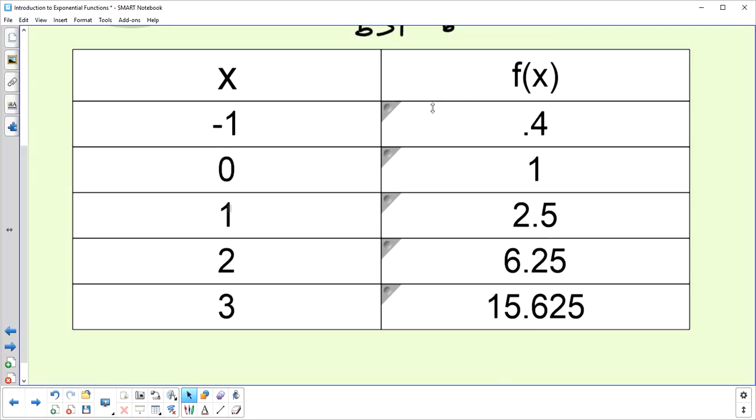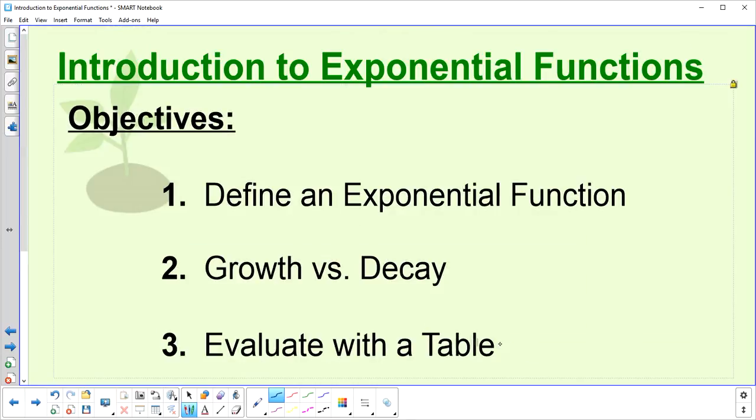So we could then, next video we'll talk about this, take these as coordinates and plot them as points and see what our graph looks like. Again, this would be a growth equation because b is greater than 1. And that is it for this video. The next one, like we said, we will talk more in depth about graphing. This was really the big piece, how to evaluate with the table and knowing the difference between growth and decay.